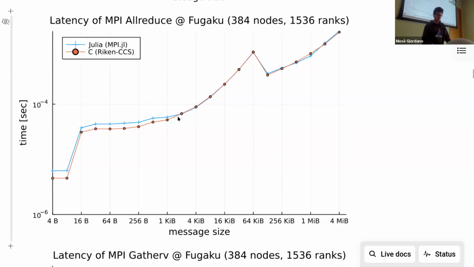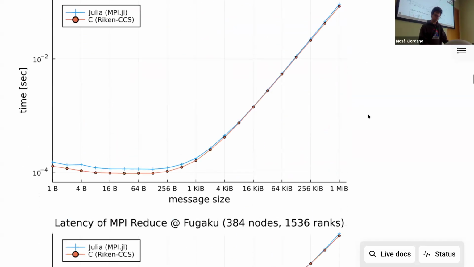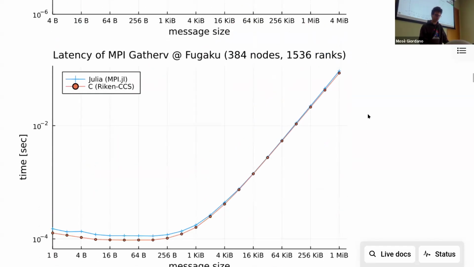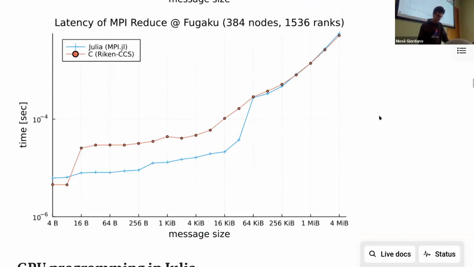Other operations: latency of MPI Reduce on 384 nodes using 1500 ranks. Again, there is some extra latency for smaller messages, but for larger messages, the agreement of the performance is pretty good. The same for GatherV. So these are all standard MPI operations that we benchmarked compared to what RIKEN provided. The usual refrain: we found a small overhead for smaller messages, but this goes away when you go to larger messages.